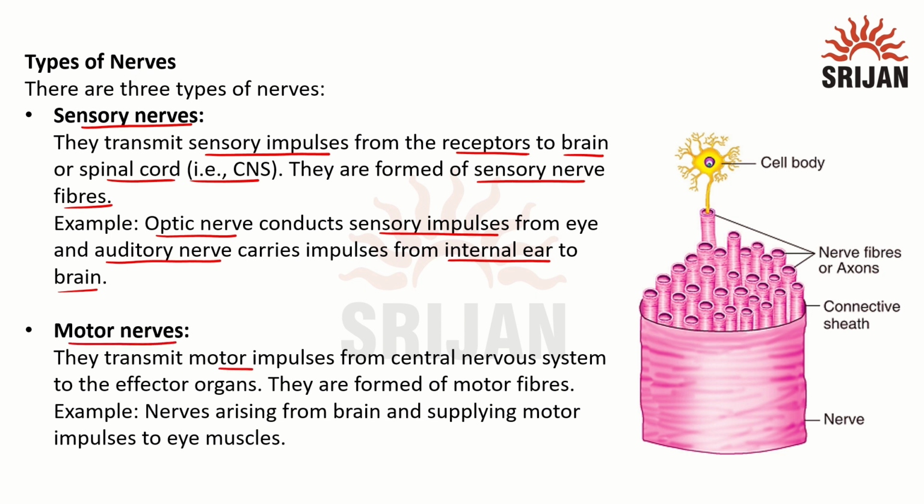They transmit motor impulse from CNS to effector organs. They are formed of motor fibers. Example includes nerve arising from brain and supplying motor impulse to eye muscle so we can move the eyeball.